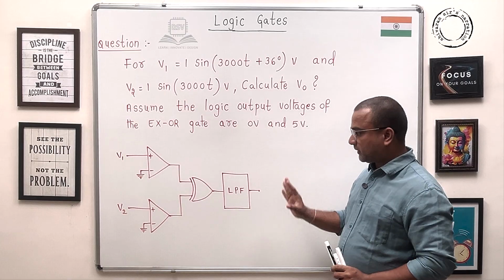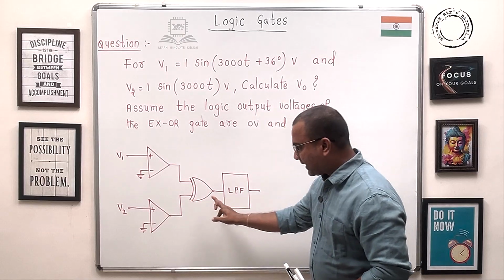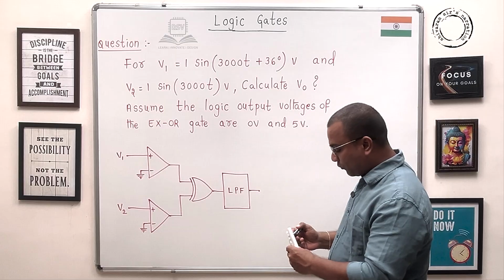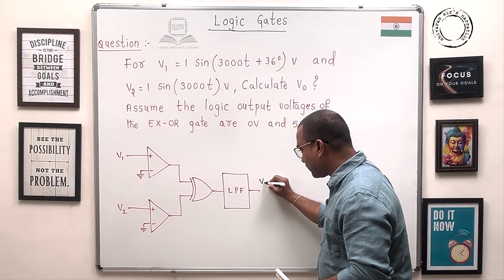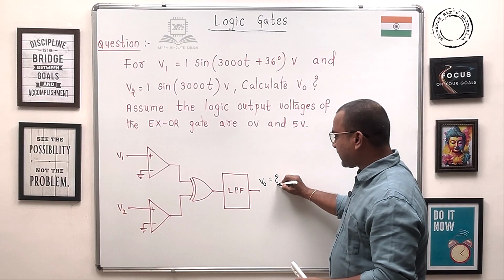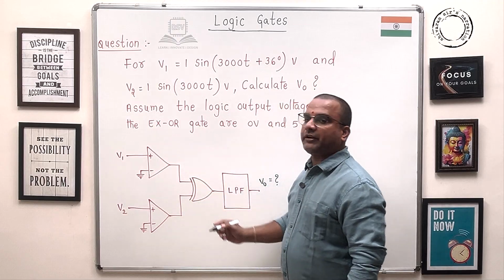Guys, here the design contains two comparators, one XOR gate and one low pass filter. They are asking what is V0. We want to find out V0. Let's say comparator. How does it work?